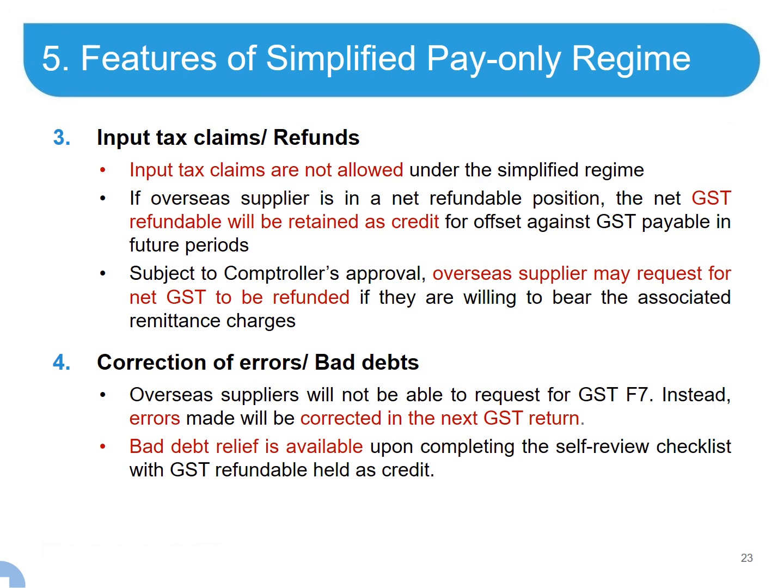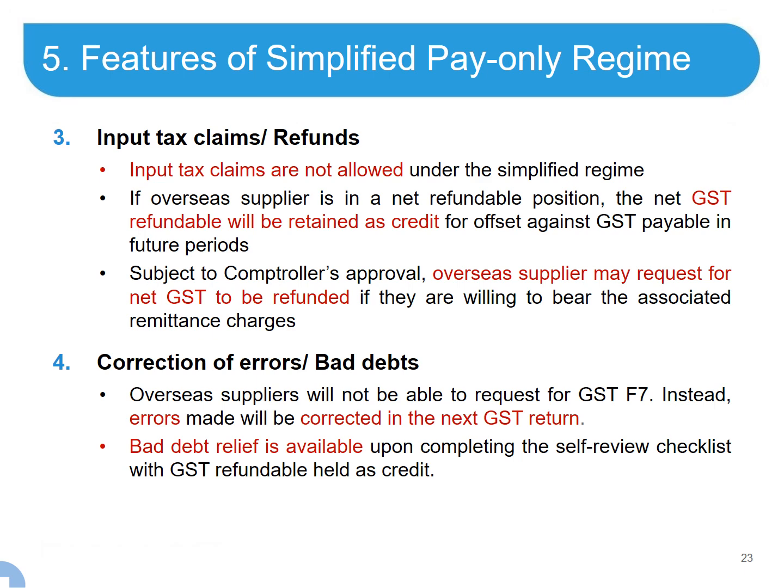Overseas suppliers are not required to complete a GST F7 to correct GST returns that have been filed. Instead, a concession has been granted to allow overseas suppliers to correct any errors made in their next GST return. However, businesses must inform the controller in writing if they make any upward adjustments to sales more than 1 year from the statutory filing deadline, as penalties will apply. We have also made bad debt relief available to pay-only persons.